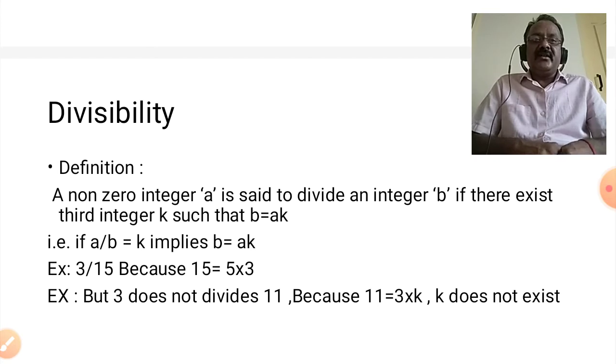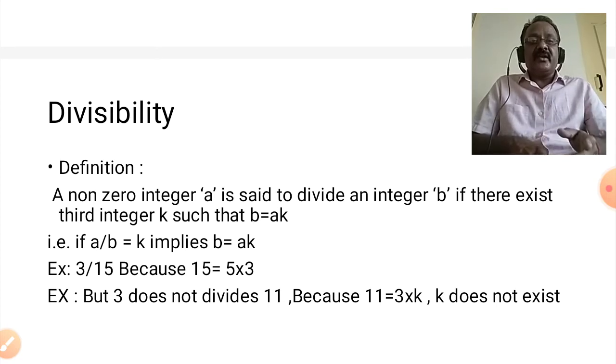Now let us take the integral part of this session: divisibility. As the word itself says, divisibility means division. Let us see the proper definition. A non-zero integer a, non-zero meaning a should not be equal to 0, is said to divide an integer b if there exists a third integer k such that b is equal to ak.